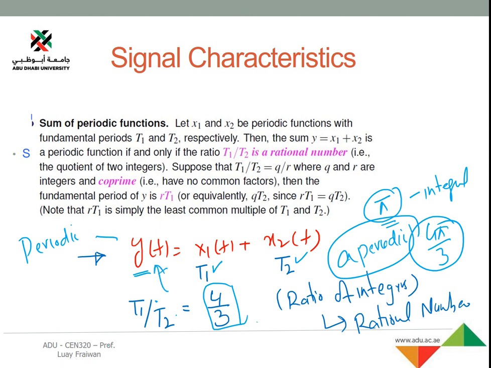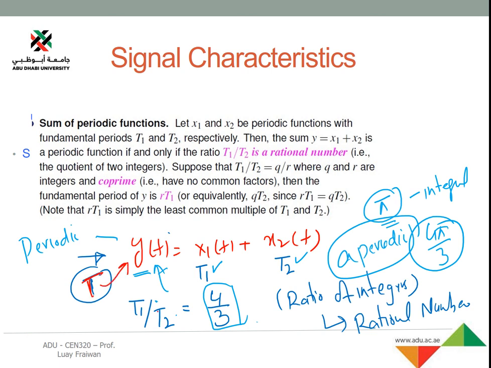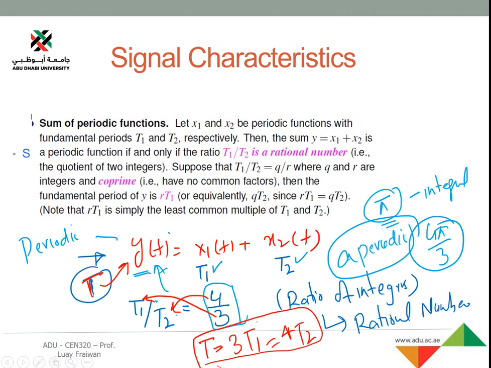Now if you want to calculate the fundamental period of this signal, let's say T, let me use another color. We can calculate the fundamental period by multiplying: 3 can be multiplied with T1, or you can multiply 4 into T2. That will be the fundamental period of my output signal.